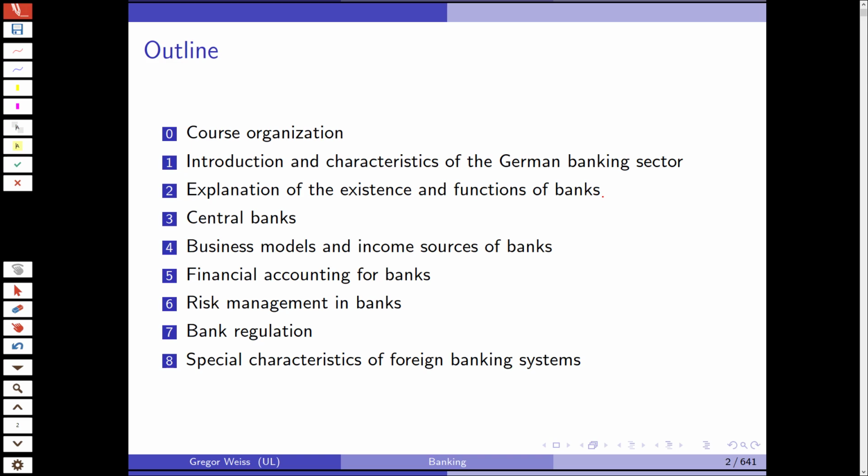We talk about business models, what kind of business models we have, how you can earn a buck in banking. We talk about financial accounting. Again, banks have special accounting laws, and accounting is different for banks than for other industrial companies. We talk about risk management. Banks engage heavily in risk management, and thus we actually do have a whole lecture just devoted to risk management next summer term. And banks are regulated.